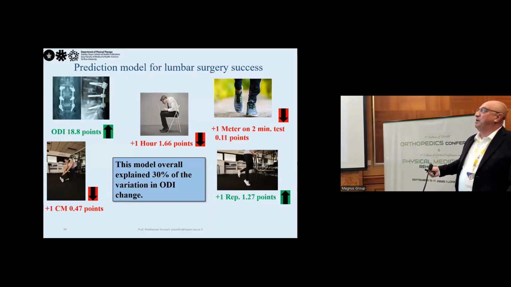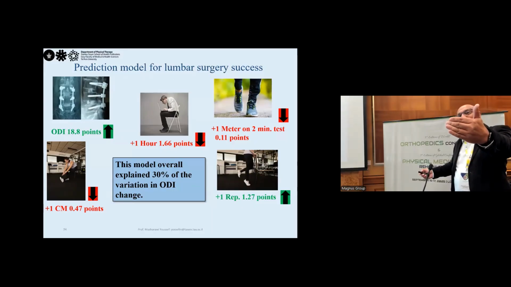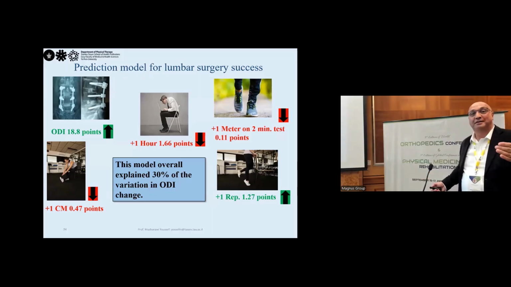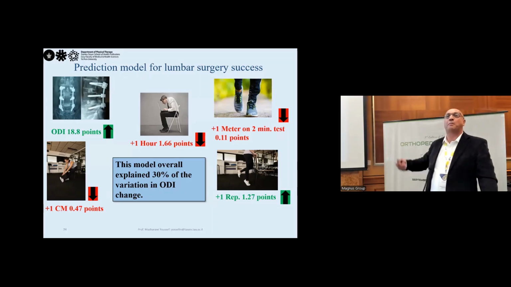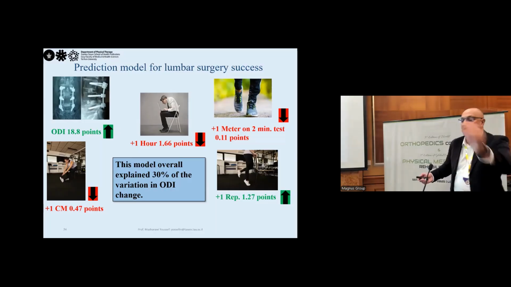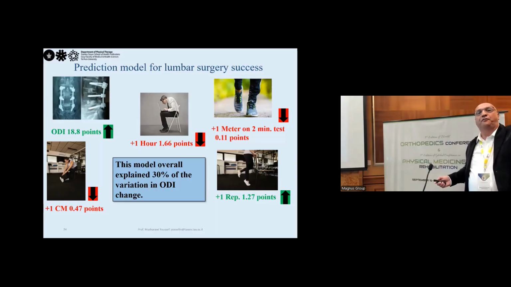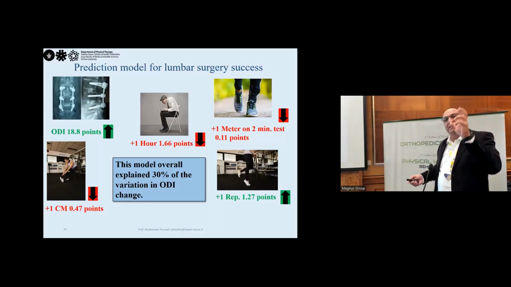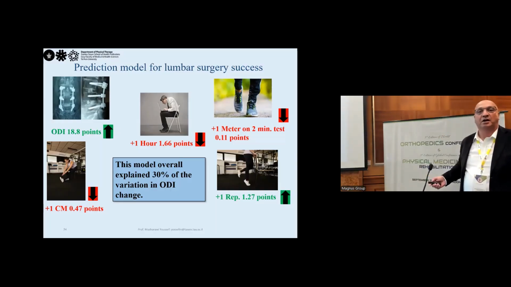For example, the more you sit before surgery or before the wait and see, the less improvement you got. The more walking distance, the better improvement you got. So these things I need to know. You can't just say I walk. How much you walk, when the pain is there, and so on. So this model, this package, overall explains 30% of the variation in ODI change. This is really important because we can't just take one aspect and say, if you do that, then you understand everything. No, you must have all aspects, and then you understand that it explains 30% of the change.